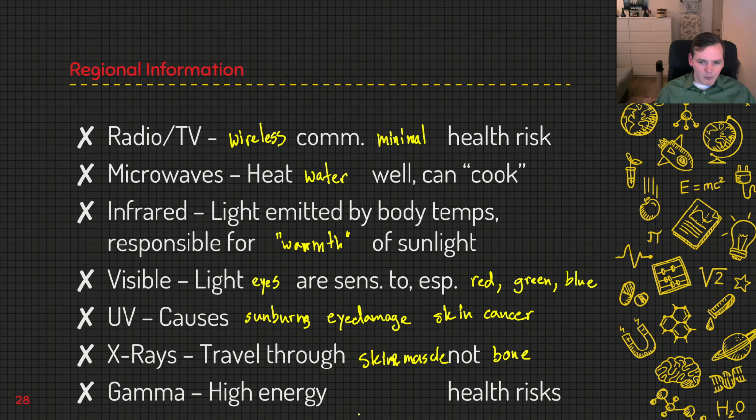And then finally, gamma radiation. This is basically everything at the very high end, the high energy, and this has the most health risks. This energy basically gets into your cells, goes straight through, and then if it hits your DNA, it messes it up, causes all kinds of cancer, destroys the cells. It's nasty stuff. You don't want to have to deal with it.